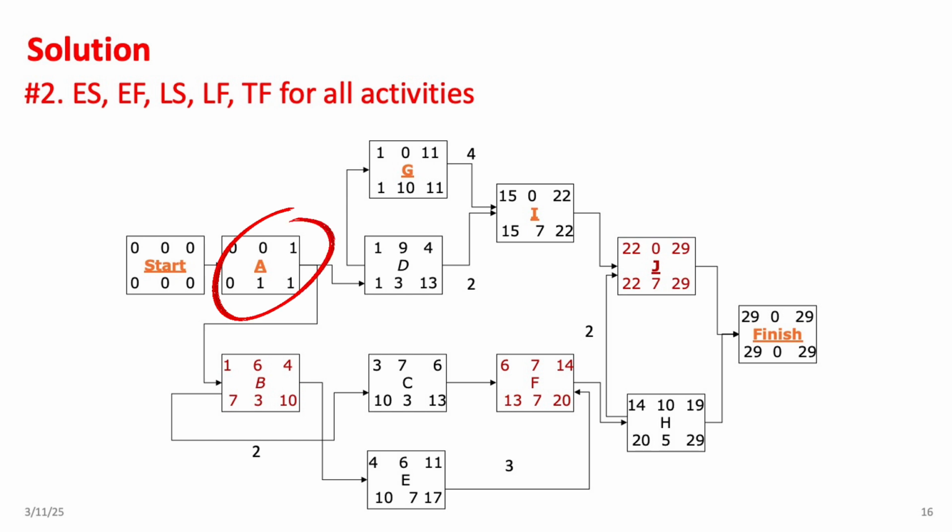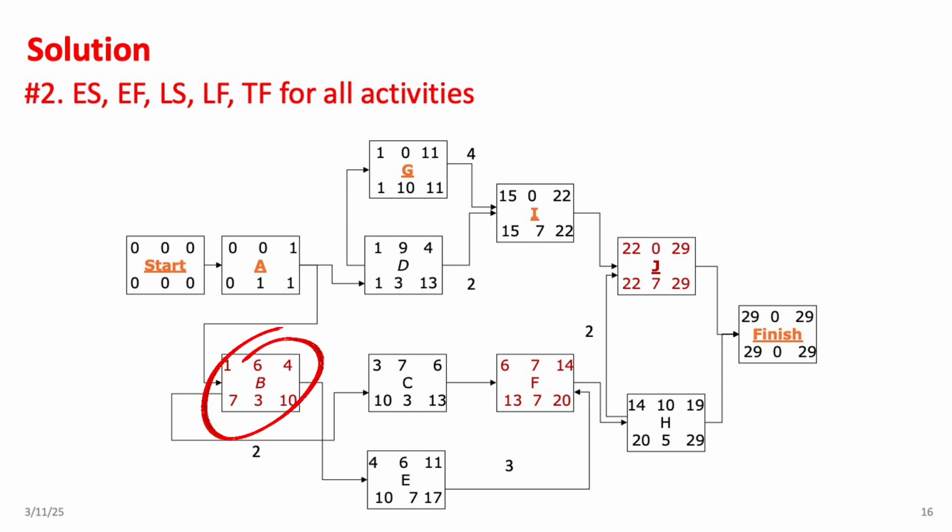Its early start is 0, and its late start is also 0, which means the start of this activity is critical. What about its finish? Well, since its early finish and late finish are the same, that means its finish is also critical. So, activity A is fully critical, and that's why its total float is 0, which you'll see in the middle top box. Now, let's check out activity B.